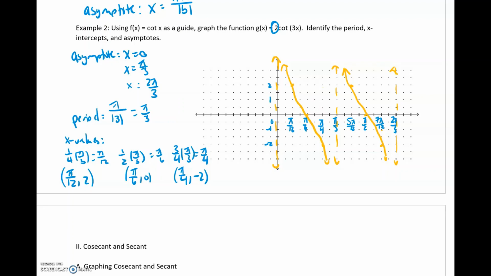Okay, so that wraps up cotangent and tangent. So remember, if you have any questions, definitely feel free to ask. We'll be doing cosecant and secant next.